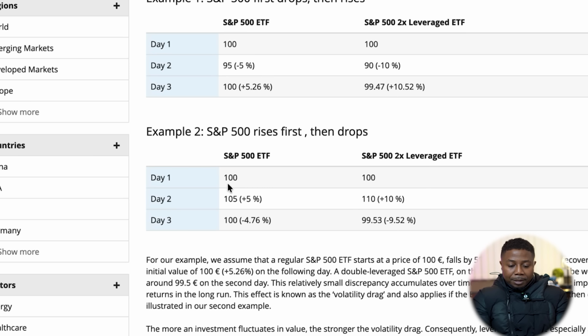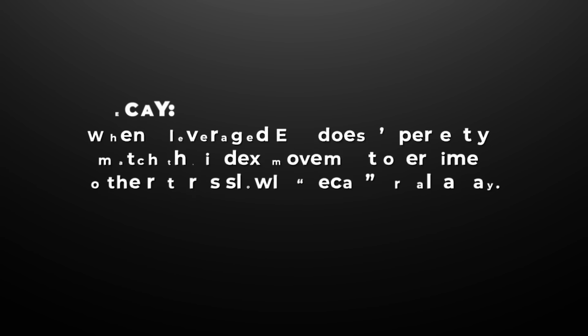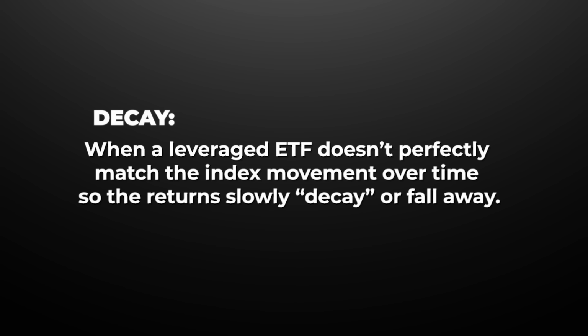So it goes from £100 to 105 in the normal S&P one, and on the leverage one it goes from 100 to 110, 10%. Now, say for example on day 3 it goes down by 4.76%, so it goes back down to £100 in this case. The leverage one will go down to 99.53, so that's 9.52%. So even though the factor is supposed to reflect it, it doesn't reflect that way, and this is called the decay. So having this on a long-term basis will actually have an effect of compounding rather than cumulative.